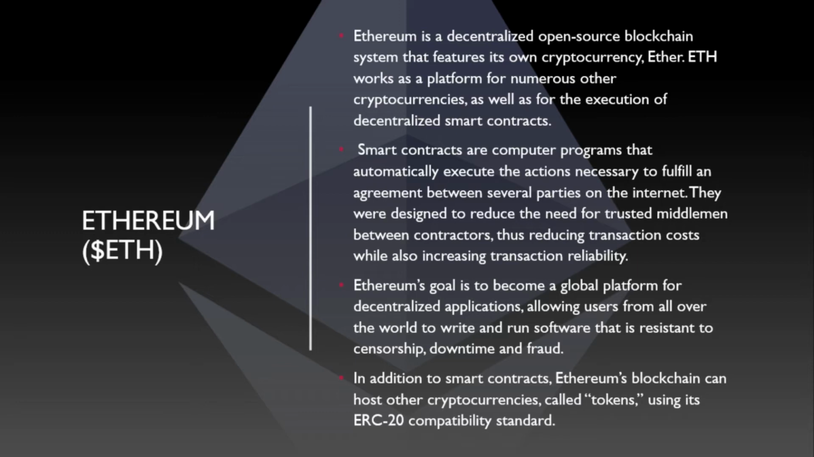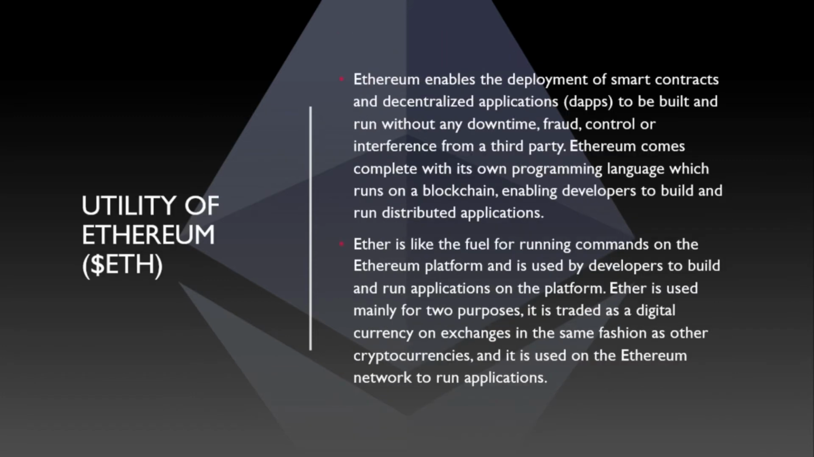In addition to smart contracts, Ethereum's blockchain can host other cryptocurrencies called tokens using its ERC20 compatibility standard. Utility of Ethereum. Ethereum enables the deployment of smart contracts and decentralized applications, dApps, to be built and run without any downtime, fraud, control, or interference from a third party. Ethereum comes complete with its own programming language, which runs on a blockchain, enabling developers to build and run distributed applications. Ether is like the fuel for running commands on the Ethereum platform and is used by developers to build and run applications on the platform.